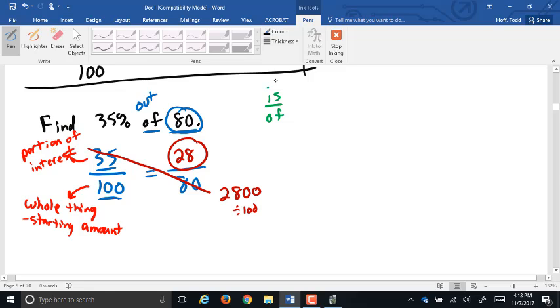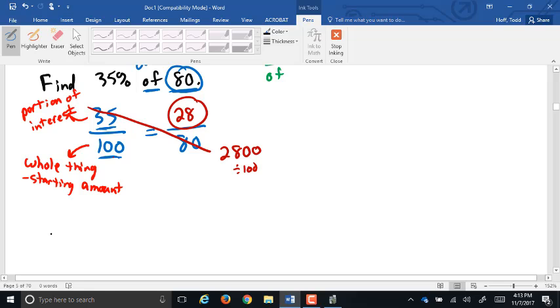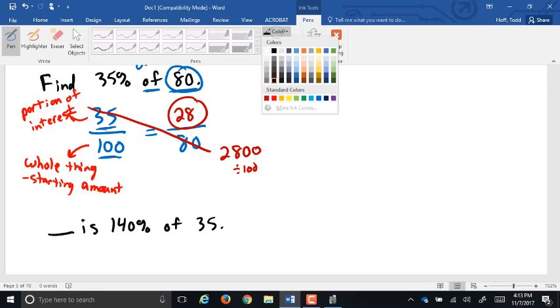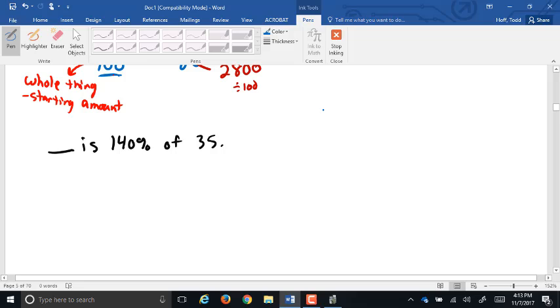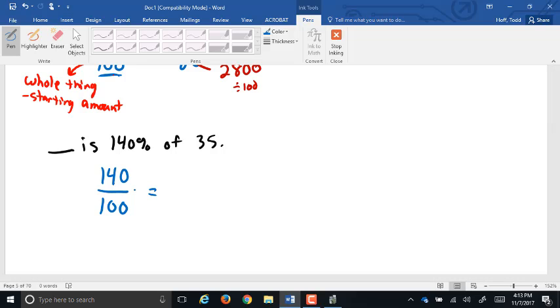Any questions there? A slightly different wording. Blank is 140% of 35. Now here we're going to start with a percent. 140% is 140 out of 100. Now, since that percent is bigger than 100, what can we say about our other numbers? That portion that we're focusing on is going to be bigger than the whole thing, isn't it?